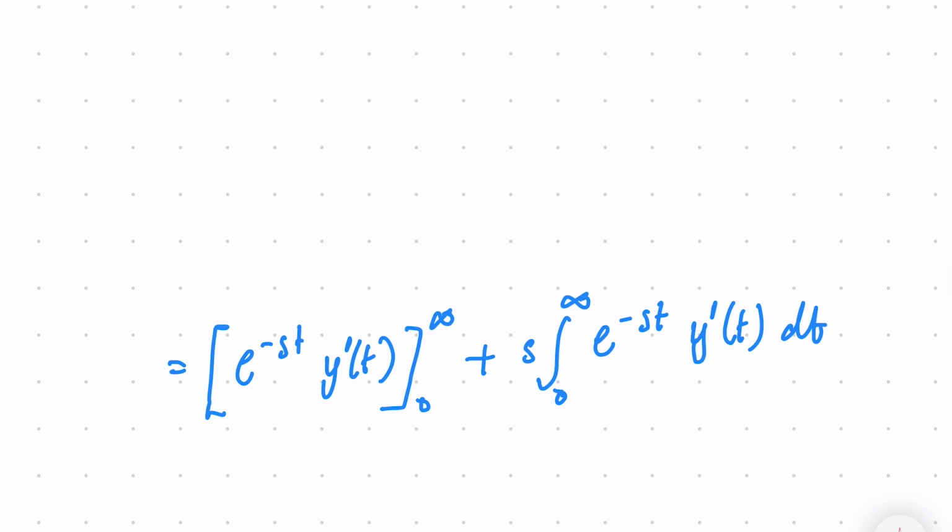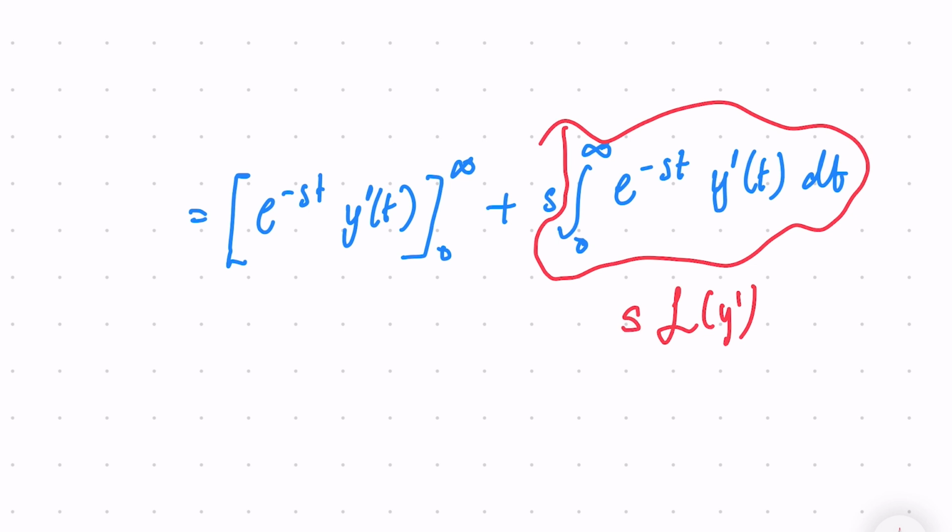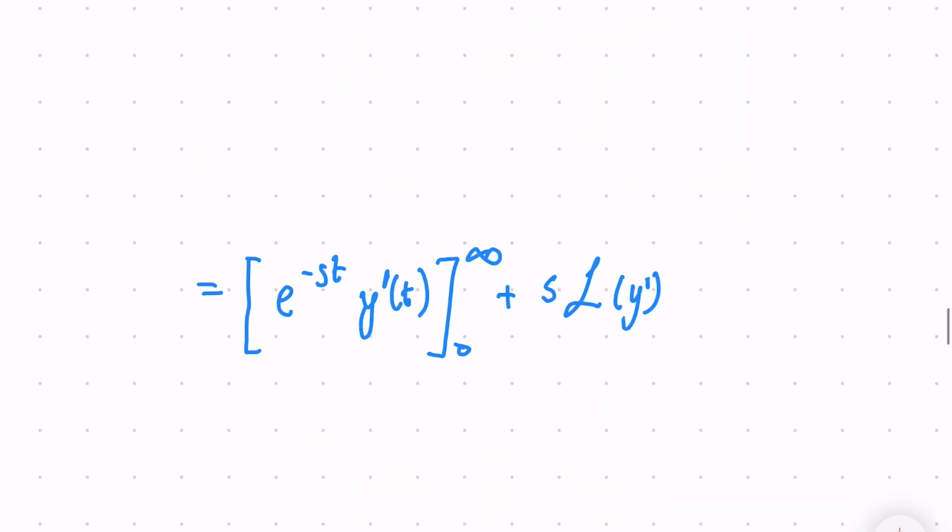Now, if we look at this thing here, this is by definition the Laplace transform of y dashed. So I've got s times the Laplace transform of y dashed. And in this one, I'm going to put a number in and let it tend to infinity. I'm going to insist that s is positive, and that's going to go to 0. And then I'm going to put 0 in. I'm going to get e to the 0, which is 1, and y dashed of 0.